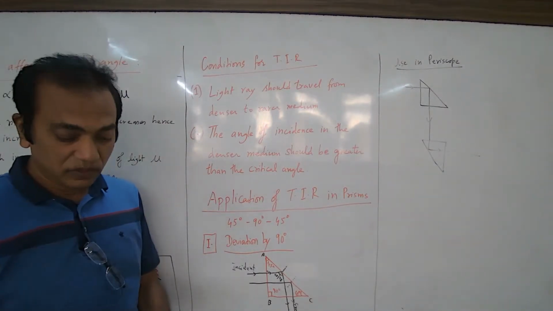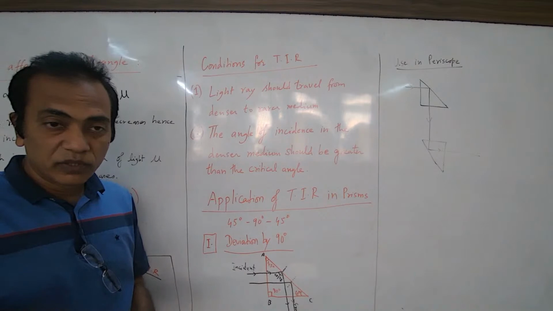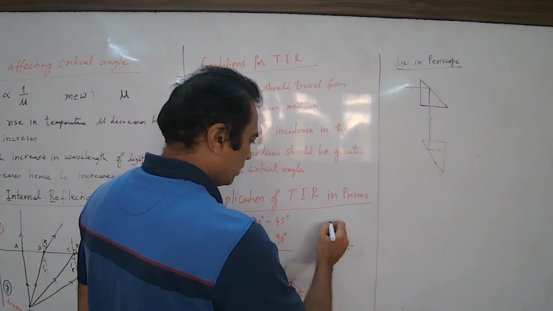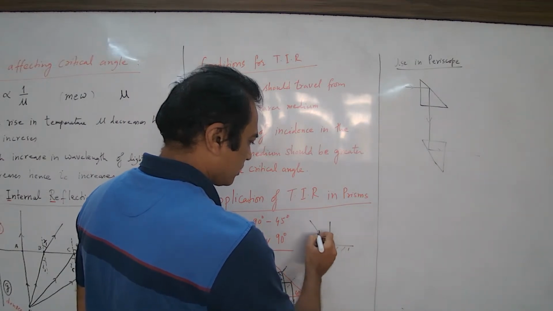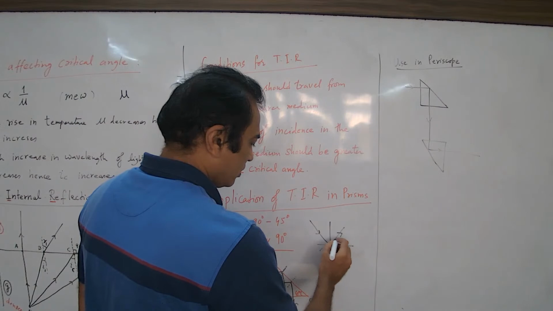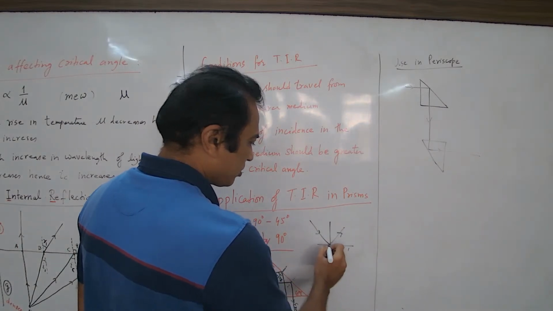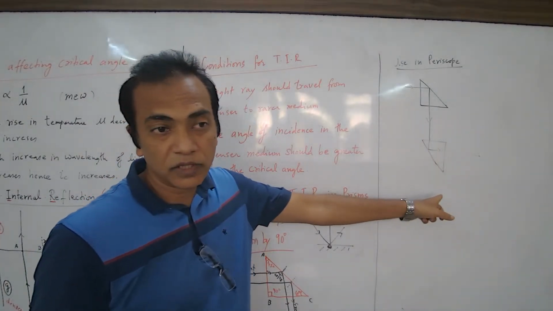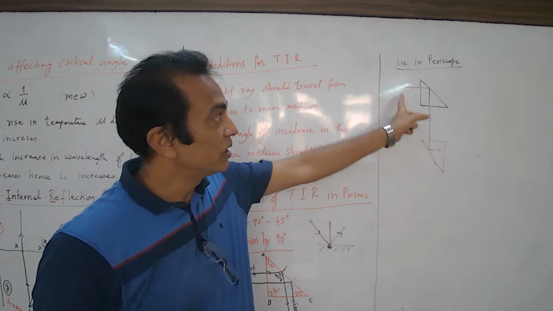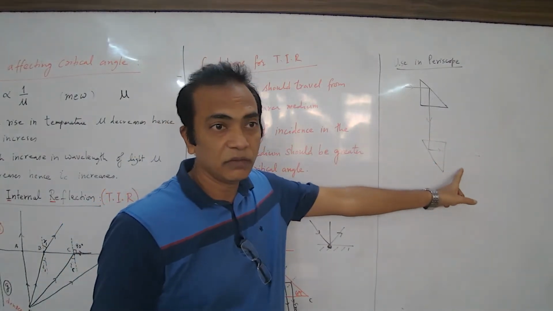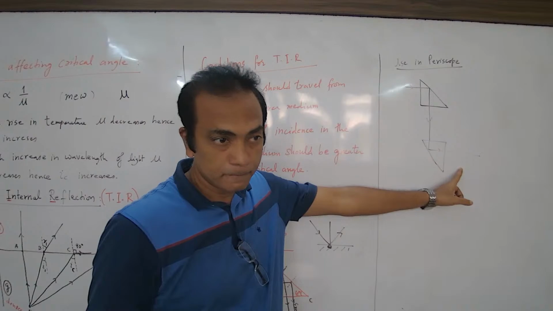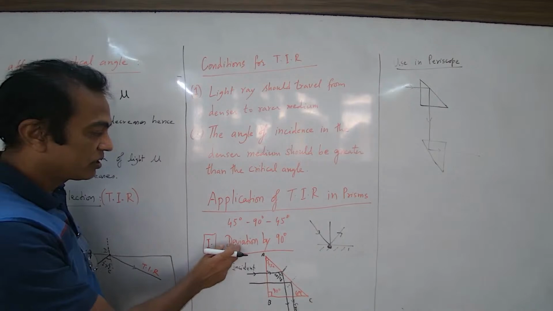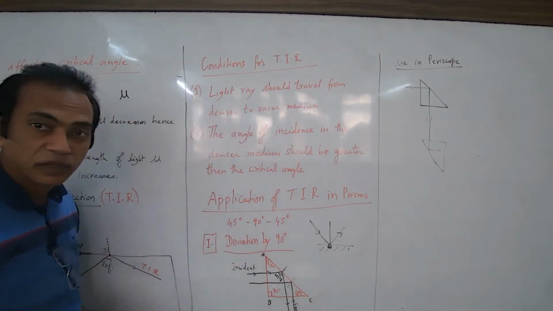Remember, in case of mirror, some of it was absorbed, right? Whenever this reflection takes place, it is never 100%. Some of it is absorbed by the medium. But in case of prism, it is total internal reflection. Nothing is absorbed. So the image obtained will be of much higher quality when we are using prism. Understood? So this is used in deviation by 90 degrees, used in periscope.